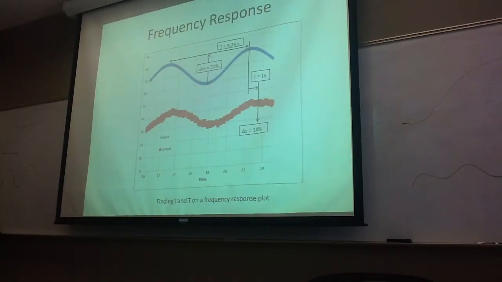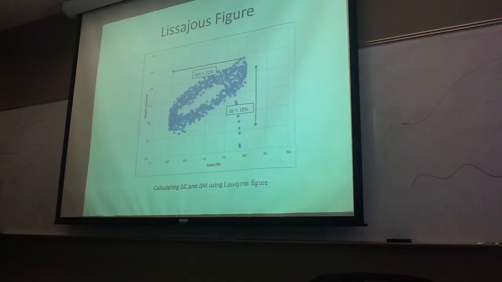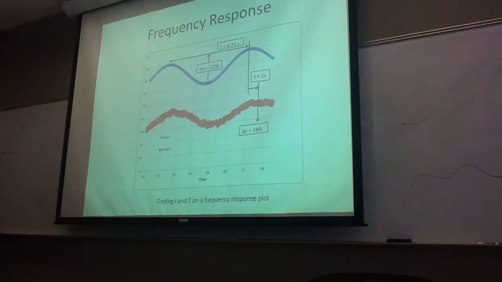What you can see here is the frequency response. From this plot, we are going to measure some values that are going to be used to determine the amplitude ratio and the phase angle, primarily T, the small t, delta m, and delta c. Note that delta m and delta c can also be determined this way. In some respects, it's a little more visually pleasing, but you're still going to need this plot to get your information for your phase angle.